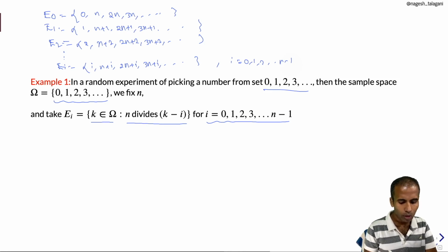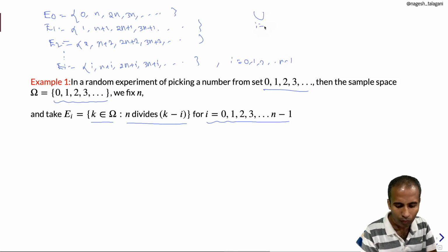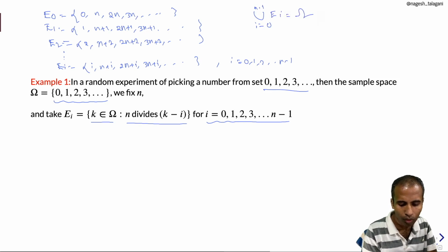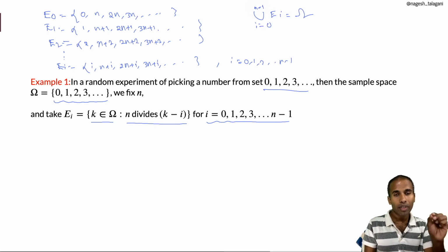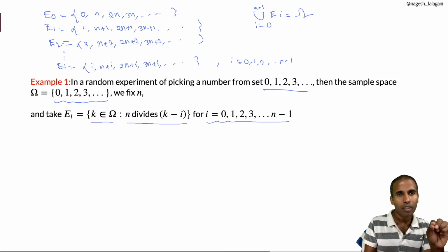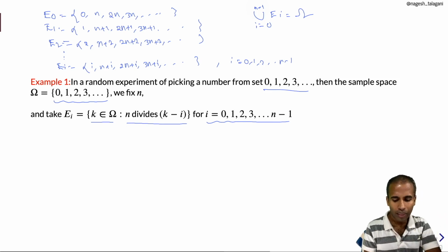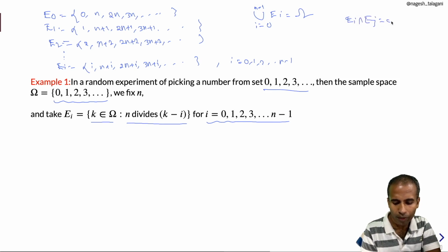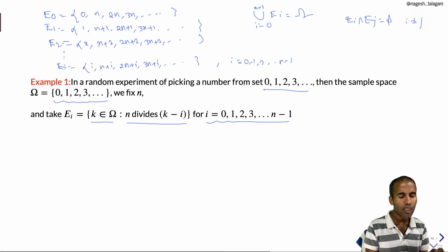So you can easily observe that if you take the union of these n events, you will get the whole sample space, because take any number and divide by n, it will leave a remainder between 0 and n minus 1. So it will fall into one of the events here. Also, Ei intersection Ej is going to be empty for i not equal to j. It's easy to see. So they form a partition. E0, E1, E2, and so on, En minus 1 form a partition for the whole omega.